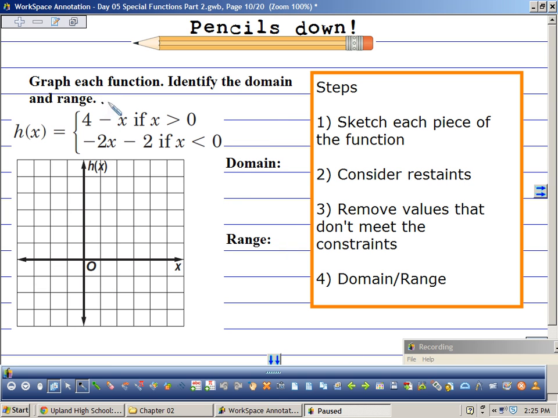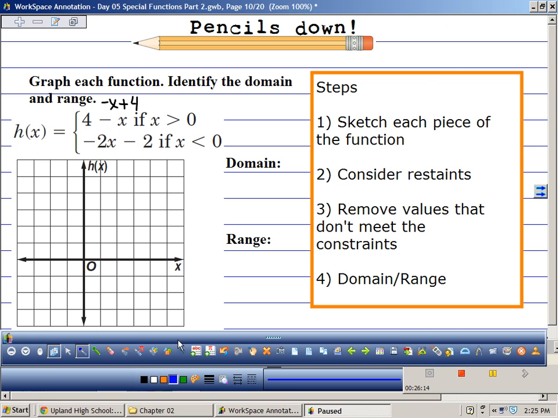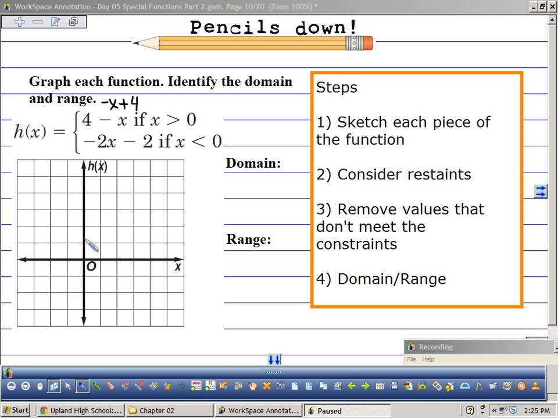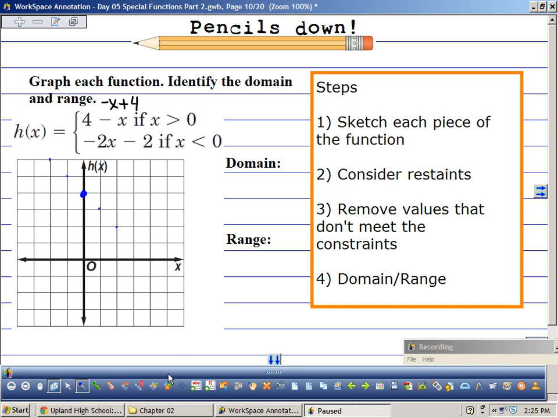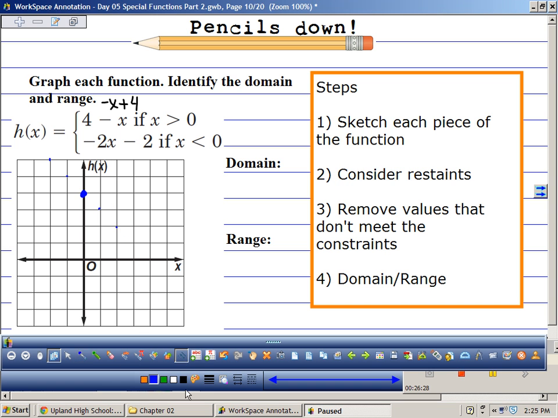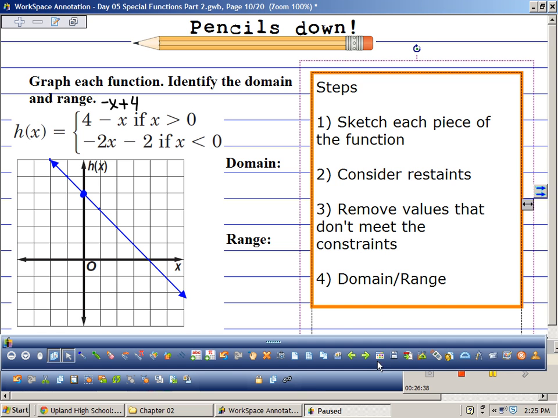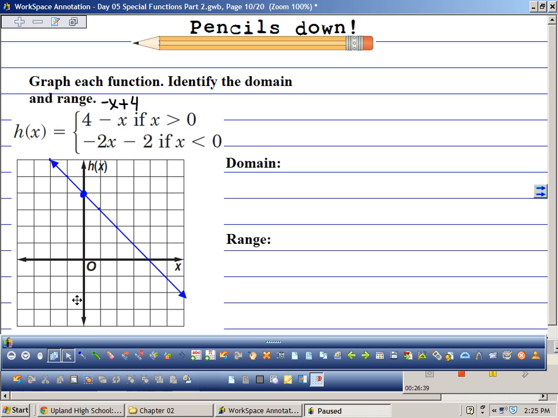4 minus x. Don't let that scare you. That's just negative x plus 4. Correct? We all know how to graph that. Let's graph that. Negative x plus 4 starts at 4, and that's a negative slope, down 1 over 1, down 1 over 1, like this. Go ahead and draw myself a line for my function.